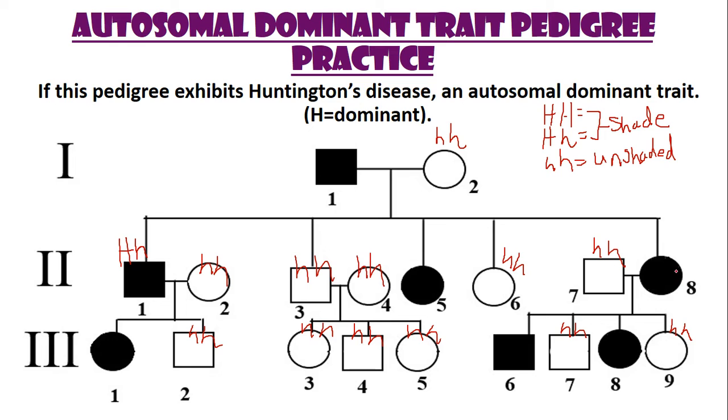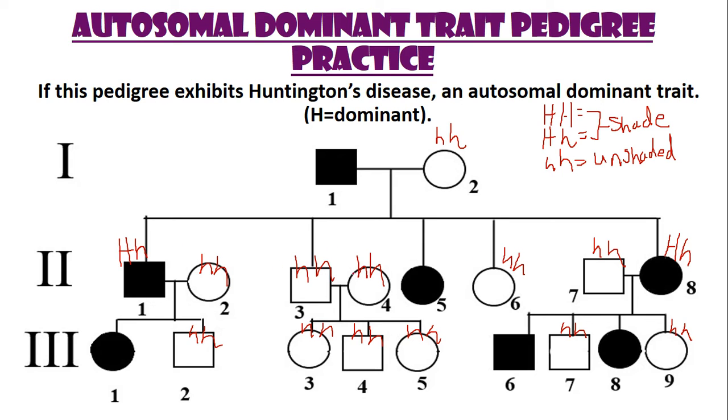Next one, I'm going to go over here to generation 2, 8. All right, I know he has a big H, but now I'm going to look at his children. If he has unaffected children, he's capital H, lowercase h. But if all of his children are affected, then he's big H, big H. And if you look, all of his children aren't affected. He has some unaffected children, so he's going to be lowercase h.